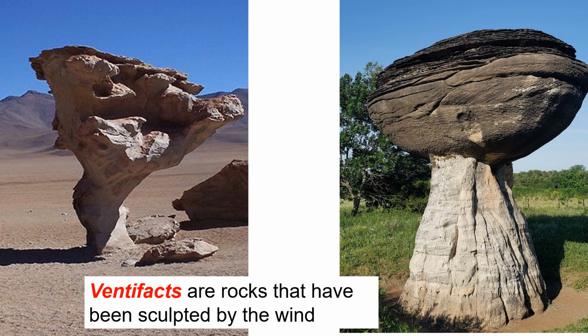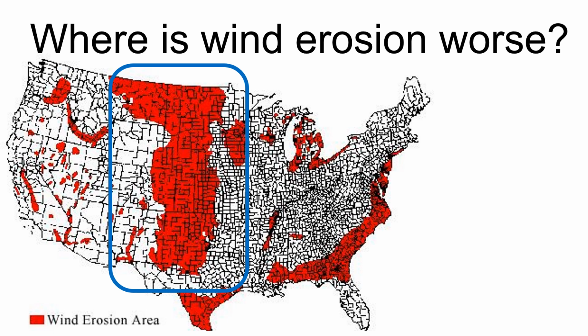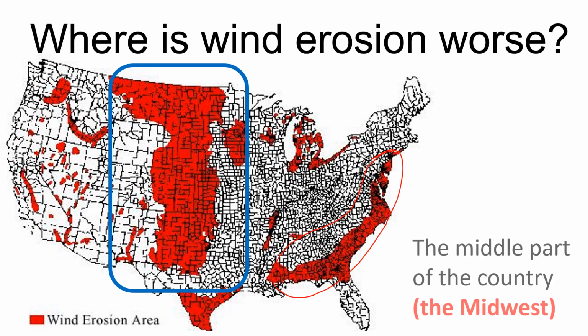Some of the material has been moved away by the wind, and now the rock has a very unique shape to it. Now, where is wind erosion worse? You can see here on this map that wind erosion is much worse in the middle part of the country. We also have it along the coast, albeit to a lesser extent. We're going to look at that middle part of the country and try to explain why. We're going to call that the Midwest.